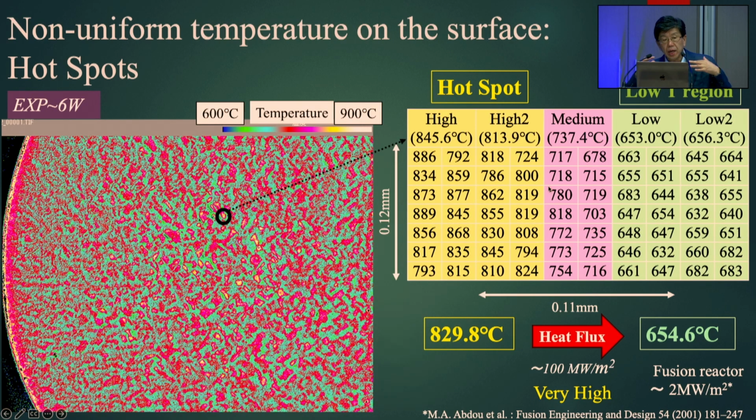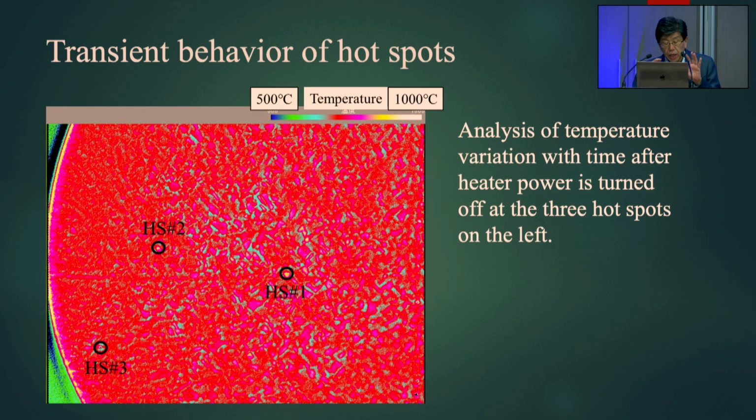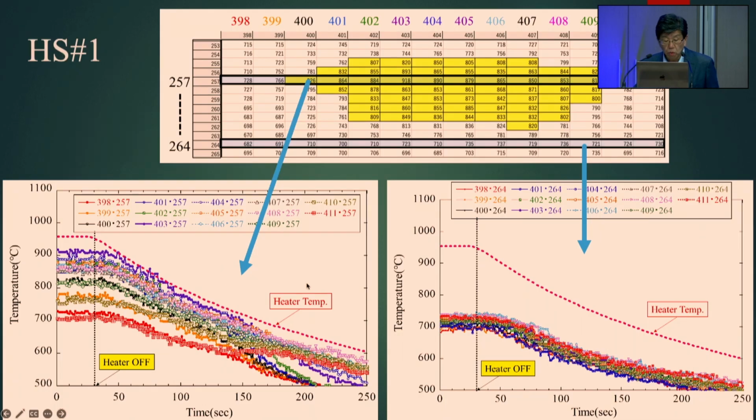These are the steady state hotspots. And this one is a steady state hotspot, with heater power off, I will show you. Okay. So we choose 3 hotspots like this. I will show you the first one, hotspot number 1. This is the data for hotspot 1.